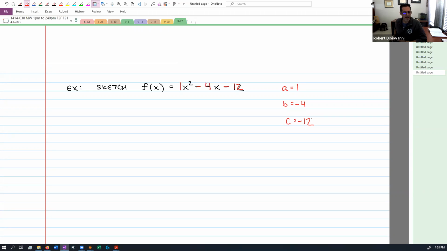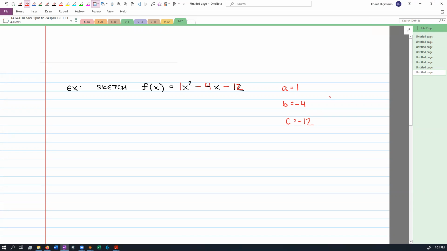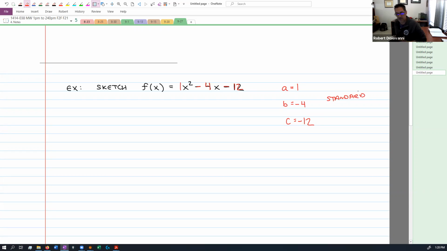What form do we have here? Is this standard form or is this vertex form? Standard, right? So this is standard form. Okay, standard form.